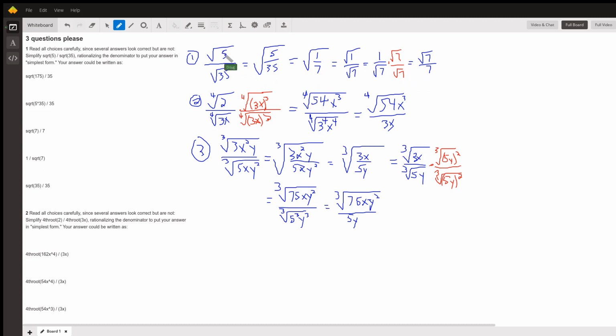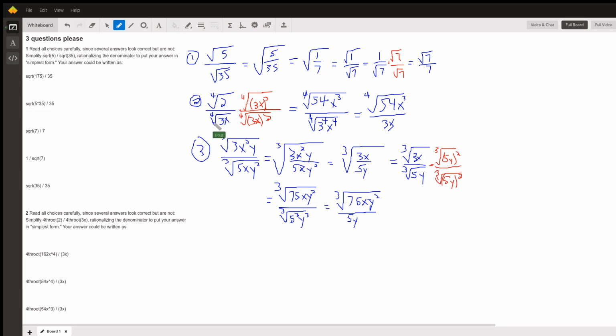So here you can think of using the property the square root of a over the square root of b equals the square root of a over b, which reduces to 1/7. And then you go back the other direction, square root of 1 over the square root of 7, rationalize by multiplying top and bottom by radical 7, and you get square root of 7 over 7.